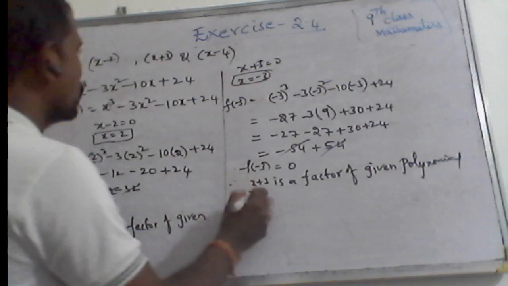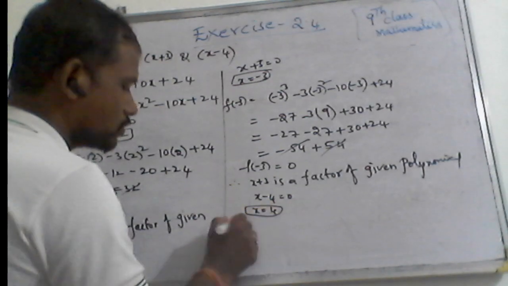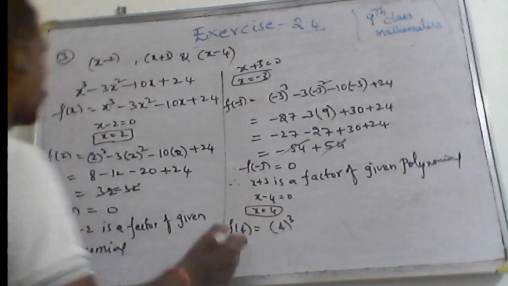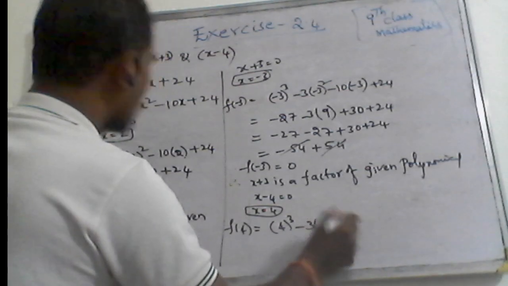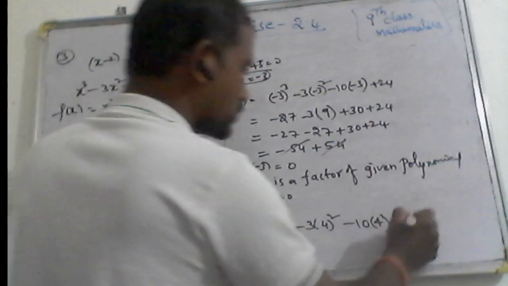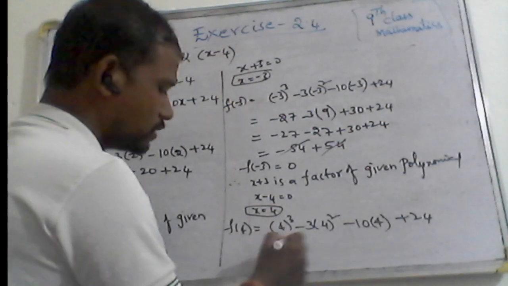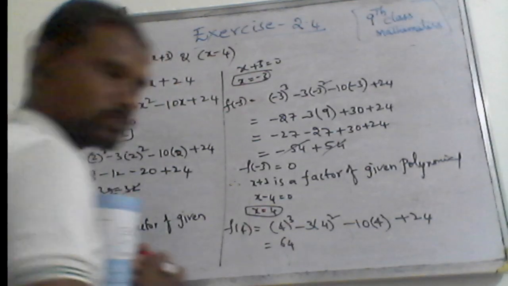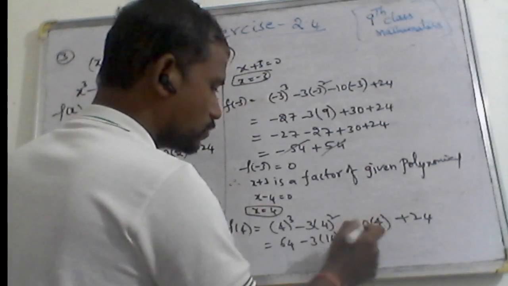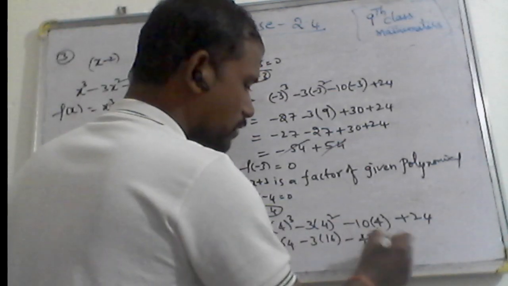Next one. So x minus 4 is equal to 0, so x equal to 4. So f of 4 equals x cube, so 4 whole cube minus 3 into 4 whole square, minus 10 into 4, plus 24. So 4 cube value is 64. 4 fours are 16, 16 fours are 64, minus 3 of 4 fours are 16, minus 10 into 4 is 40, plus 24.